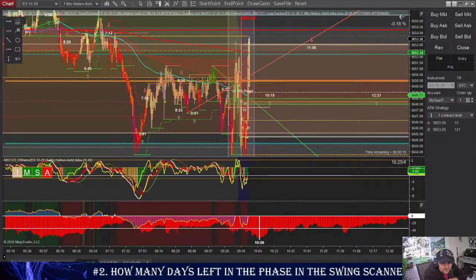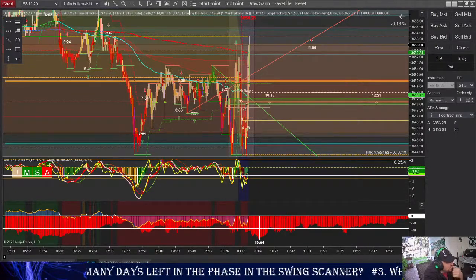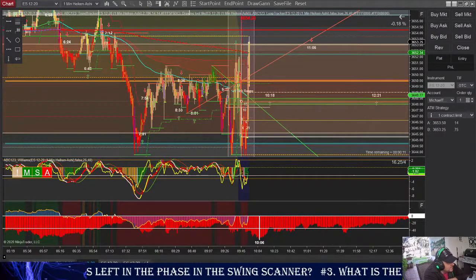So, okay, she's breaking. She wants to break. Now we need a pullback and we can start getting into this trade here.